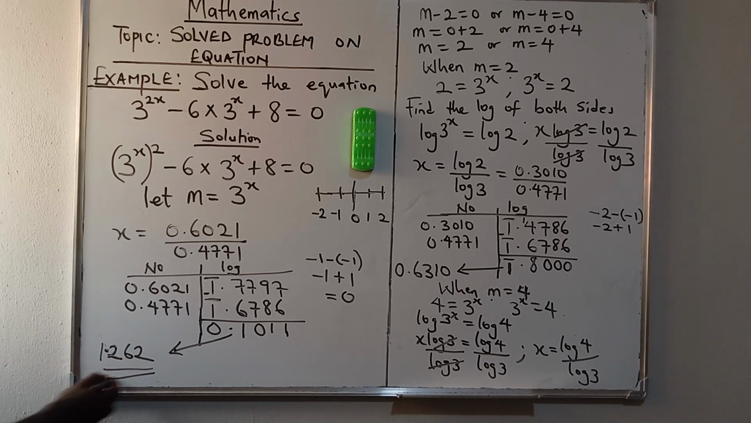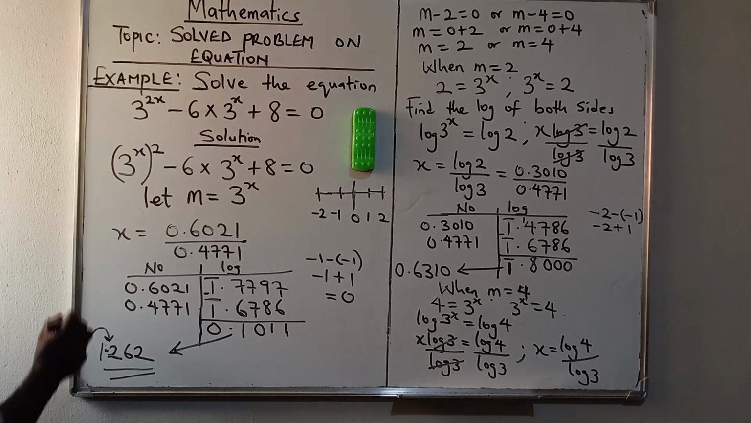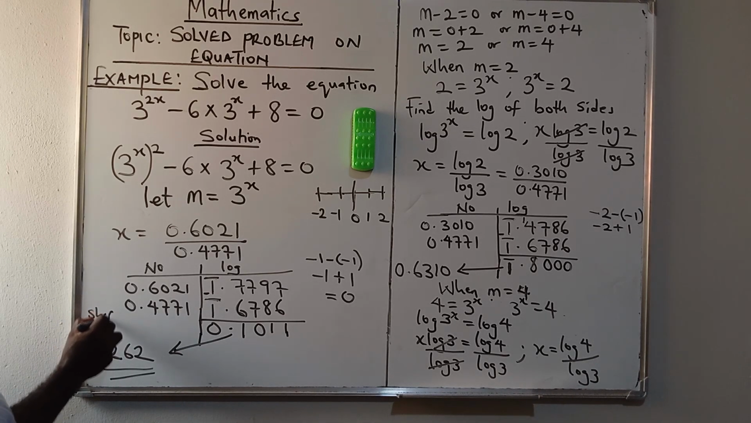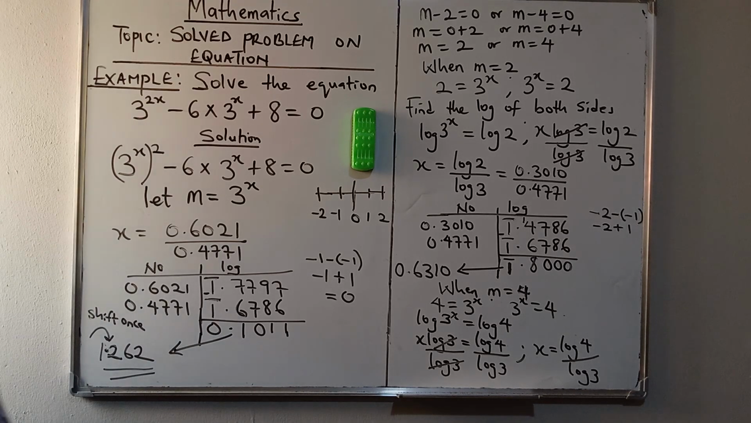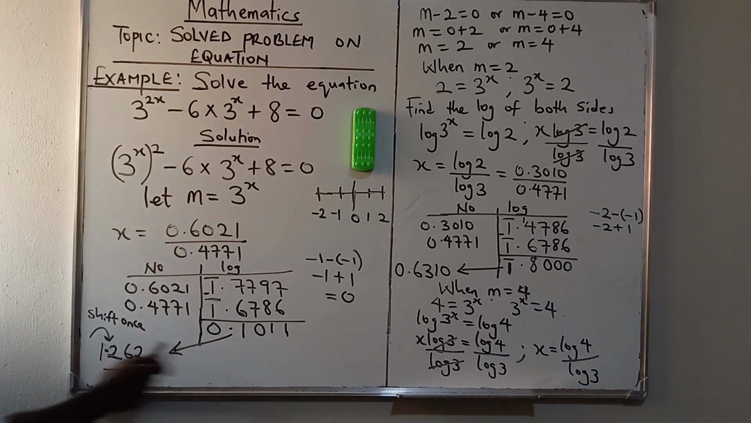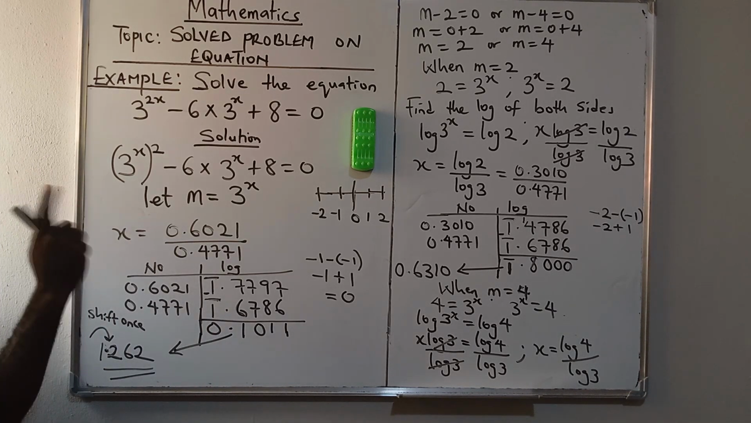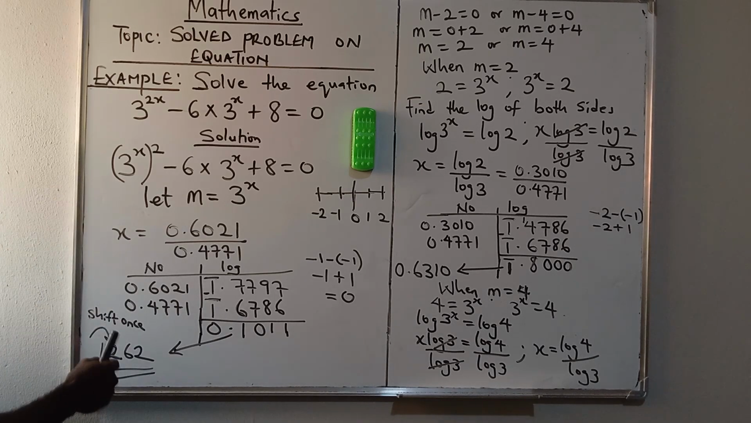Okay, that's our answer. We put this here like this so that you don't forget. Shift once, because we are shifting once, because you add 1 to 0 to give you 1. That's why we are shifting once.